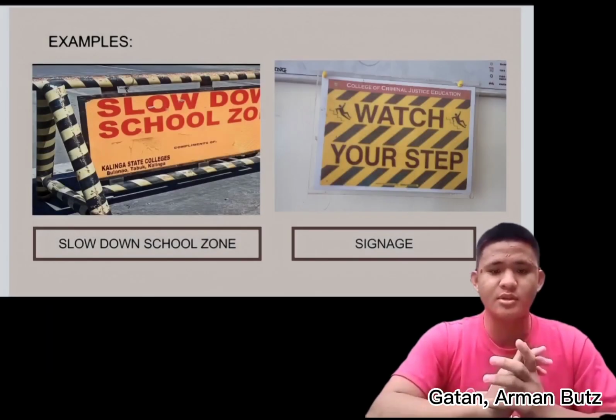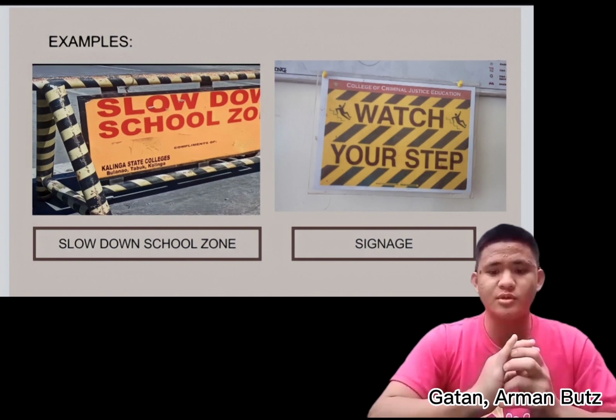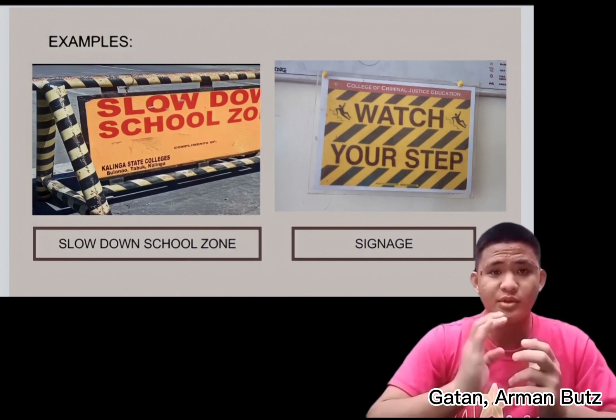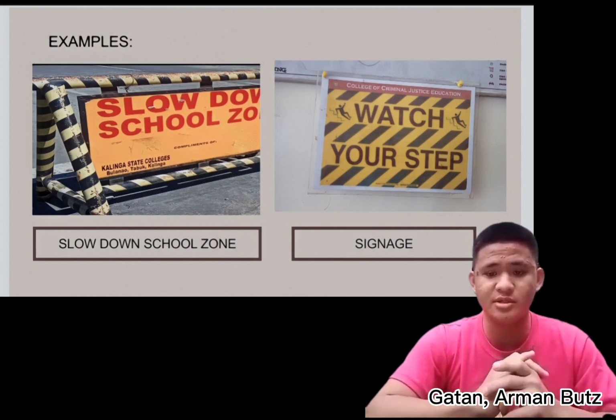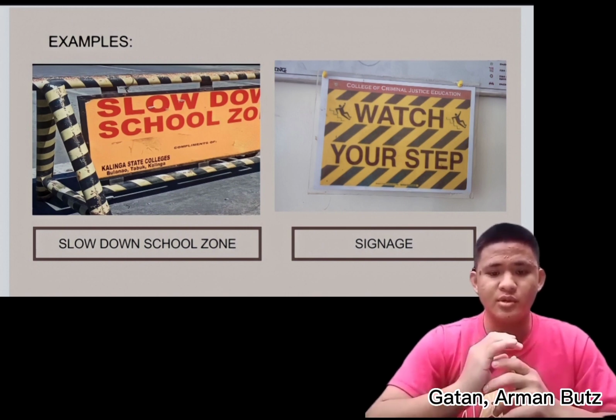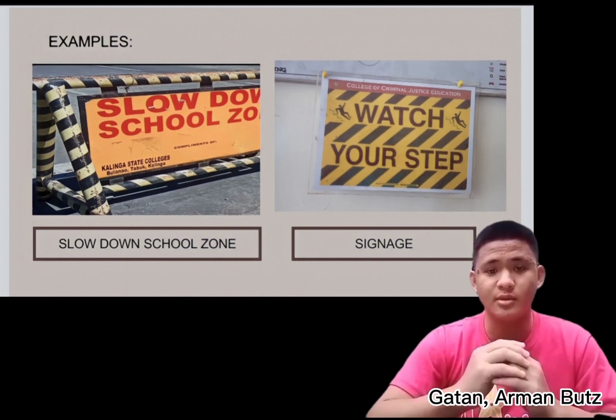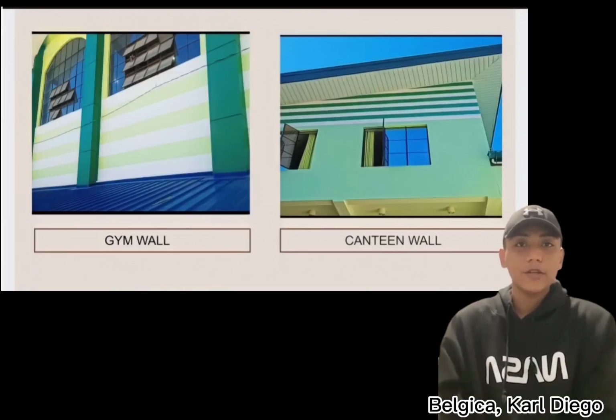Examples of stripes. As you can see in this photo, there are two different pictures, the slow down school zone and the watch your step signage. In this photo, you can see a diagonal type of stripes, and they both have the same two colors, which are black and yellow. In this photo, a horizontal type of stripe was taken at KSU campus that is symmetrically patterned, which means that the width of the stripe pattern is equally balanced.